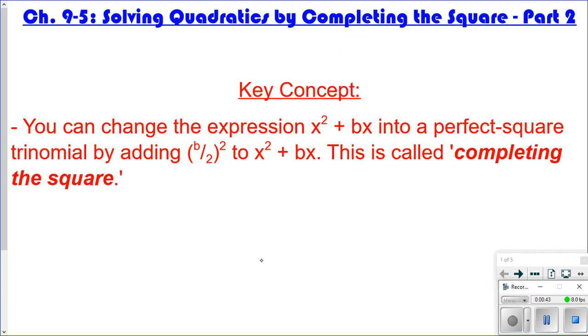I'm going to do a quick review problem of completing the square when there's not a coefficient. All right, so I'm not going to go over this because I did in part 1. So you can read that if you want. I'm going to move on to example 1.